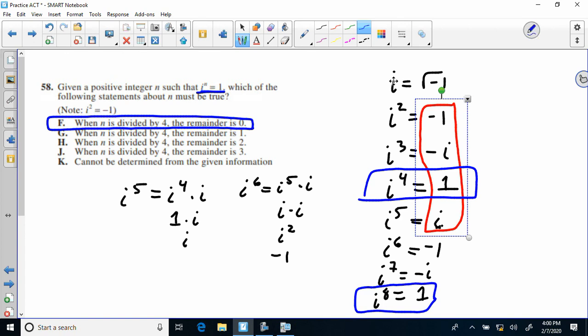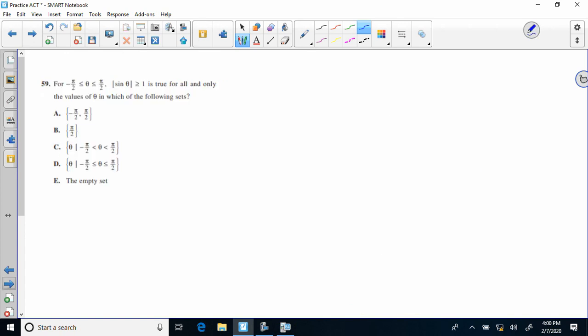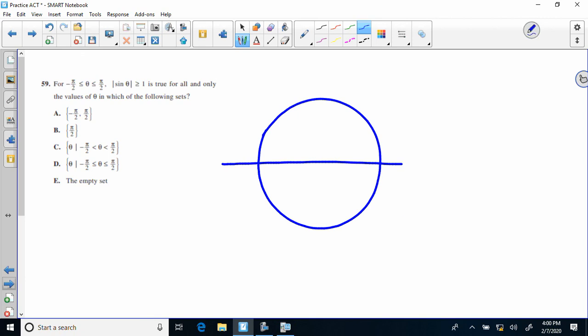Okay, 59. -pi halves is less than or equal to theta is less than or equal to pi halves. So they gave you, if you know your unit circle, they said that you're on your unit circle, you're only between -pi halves and +pi halves. Well, -pi halves is right here, +pi halves is right here. So they're saying only the numbers on the right side of your unit circle.